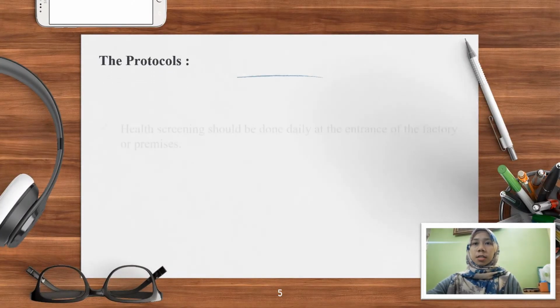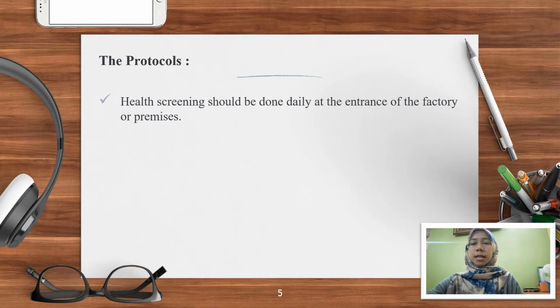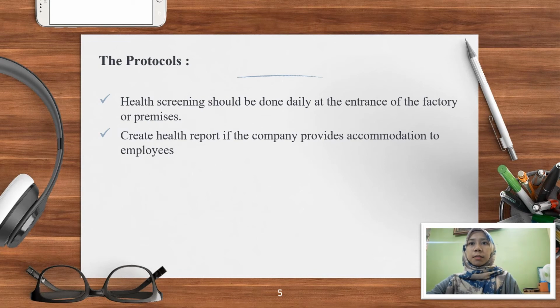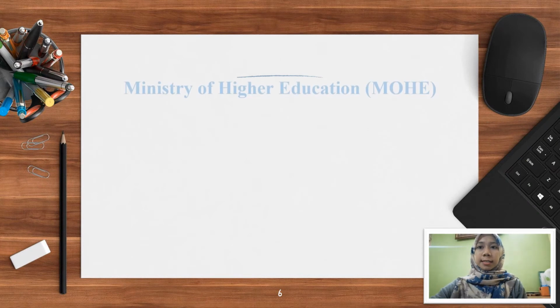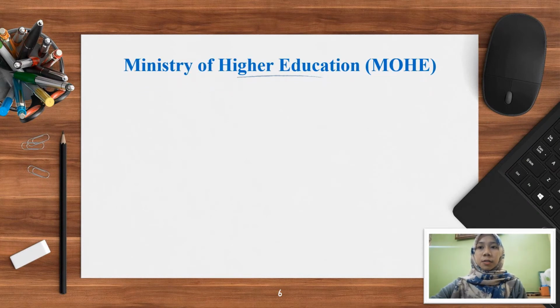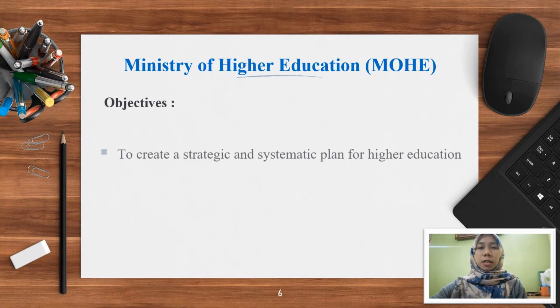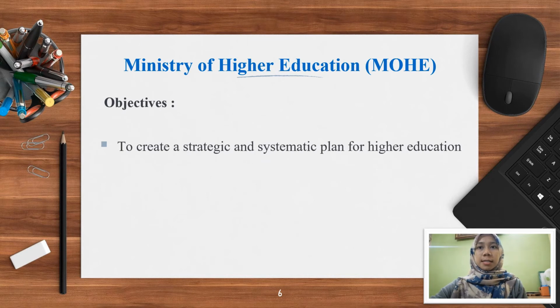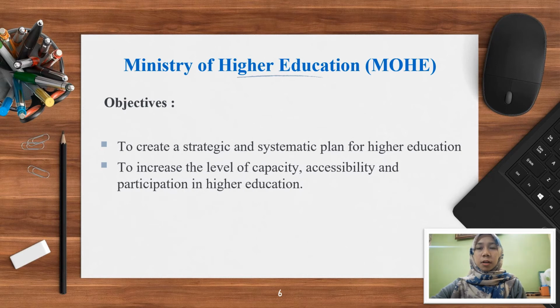The protocols: health screening should be done daily at the entrance of the factory or premise. Second, create a health report if the company provides accommodation to employees. Then, the Ministry of Higher Education. Objective: to create a strategic and systematic plan for higher education. Second, to increase the level of capacity, accessibility, and participation in higher education.